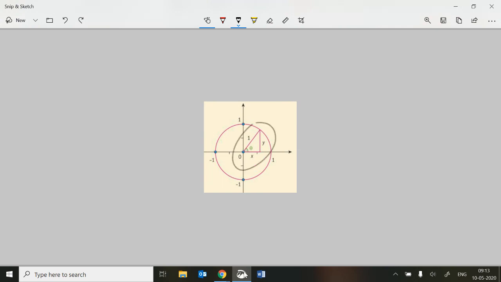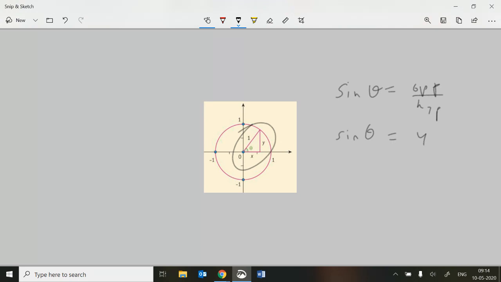Well, if you have a look at this little triangle here, let's start with sine. We know from SOH that sine of theta is equal to the opposite divided by the hypotenuse. Well, the opposite in this triangle is equal to y, and the hypotenuse in this triangle is equal to 1. So sine of theta is just equal to y divided by 1, which is just y.